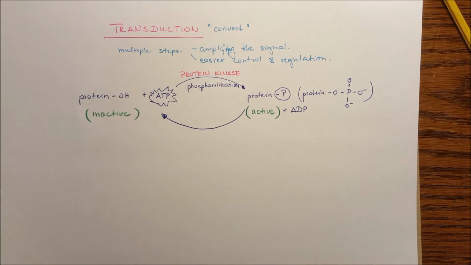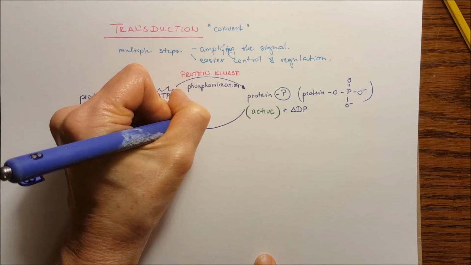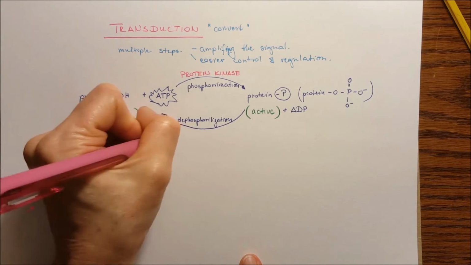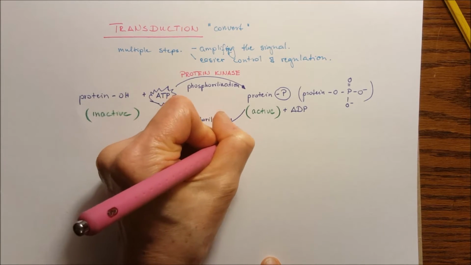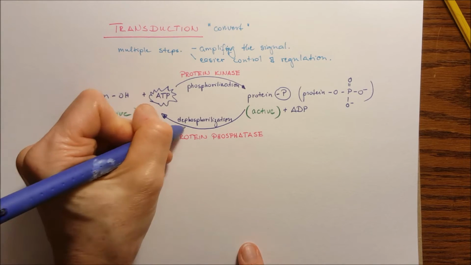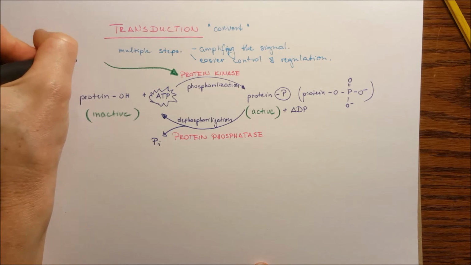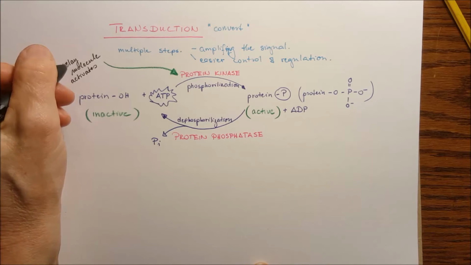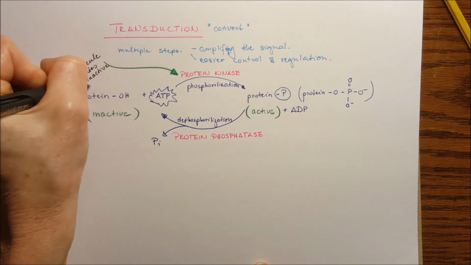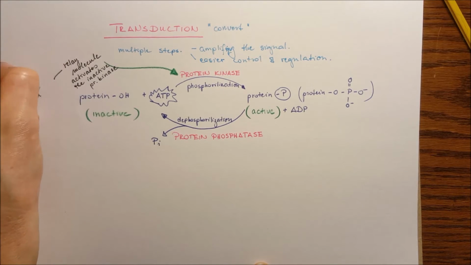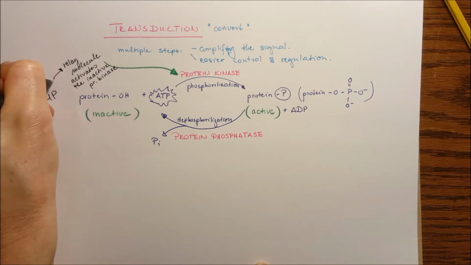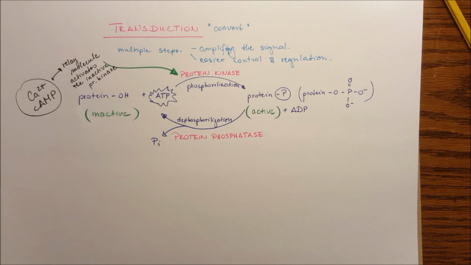To inactivate this active protein, dephosphorylation can take place by the enzyme that is called protein phosphatase. Also, an inorganic phosphate will get off from this reaction. So we have the relay molecule that activates the inactive protein kinase, and what can really activate the inactive protein kinase are the calcium ions or cyclic AMP. Cyclic AMP will be a different topic.